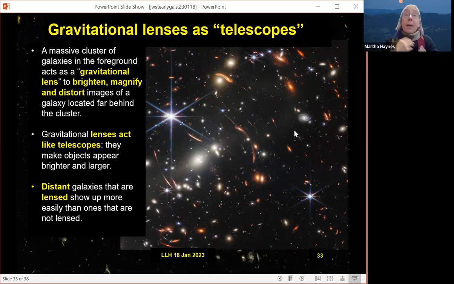The important point about this from our perspective is that gravitational lenses actually act like telescopes. They cause the background object to appear brighter and bigger. And therefore, if a galaxy is lensed by a foreground massive object, it shows up more easily. So a strategy, if you want to find small little objects in the background, is to look where you know there's a gravitational lens, because the background objects will be made brighter than they would be if they didn't have that lensing phenomenon going on.